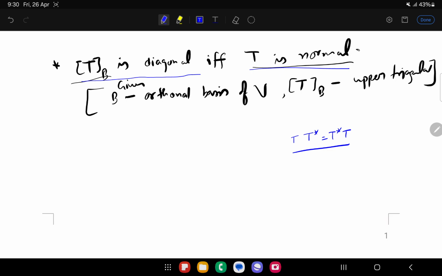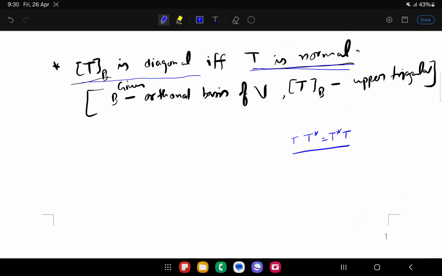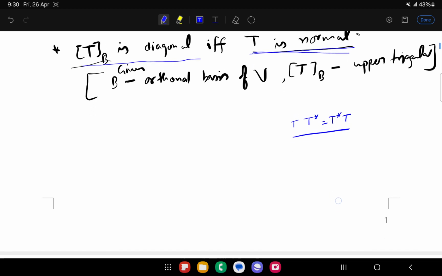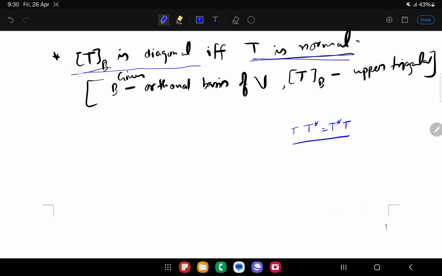On the other hand, if T is normal, here comes the theorem: if T is normal, there is a basis for which the matrix representation of T will be upper triangular. Another result was, if T is an upper triangular matrix, it is normal if and only if it is diagonal. So using all these results, this is done, that the matrix representation of T is diagonal, or T is diagonalizable, if and only if T is normal.